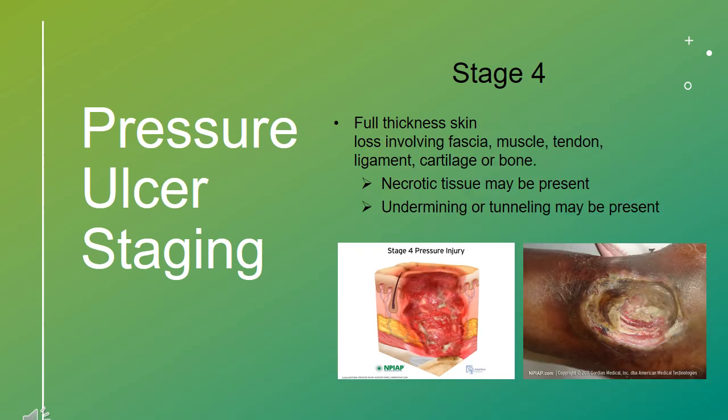A Stage 4 pressure ulcer is the most severe type of pressure ulcer that is characterized by full-thickness tissue loss that extends to bone, tendon, or muscle. These wounds often also have presence of undermining or tunneling. Slough or eschar may be present.